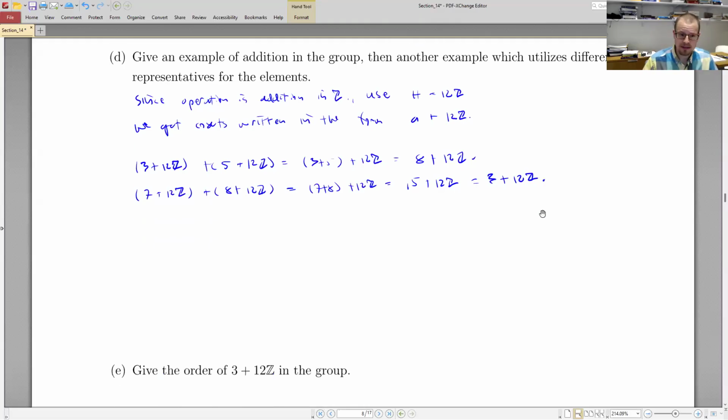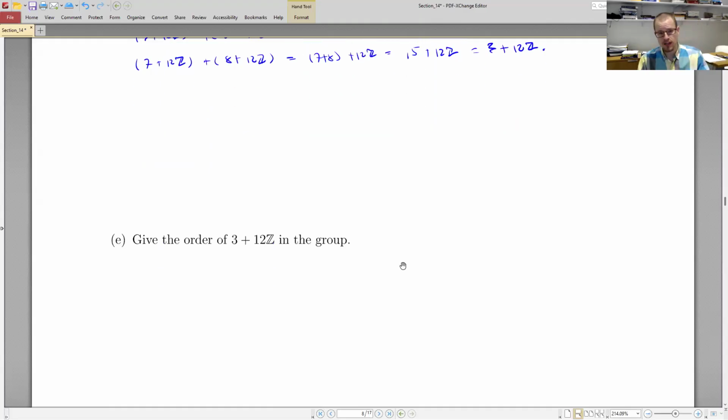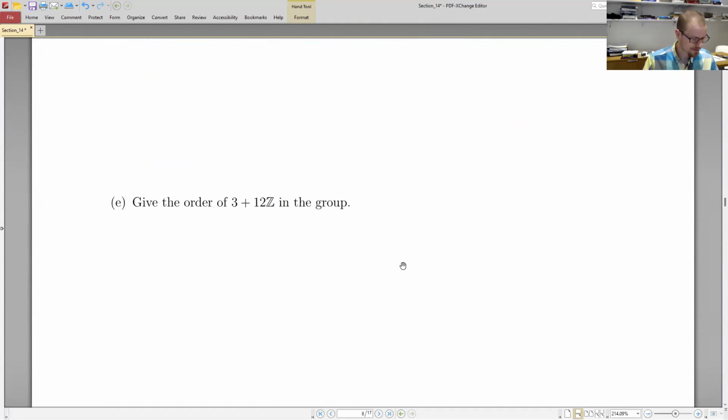All right. So we want to give the order of the element 3 plus 12z in the group. Excellent. So how do we approach this problem? Well, the order of an element is the order of the subgroup generated by that element. You can think of it that way. So look at all the elements that are generated. Or we can think of it as the smallest multiple that's going to give us the identity. I say multiple in this case because we're working with addition as our operation, not multiplication. If it were multiplication, then I would say the least power that I can raise that element to get the identity element.